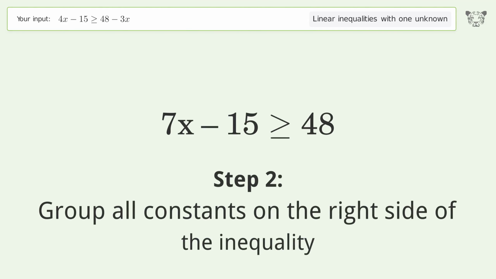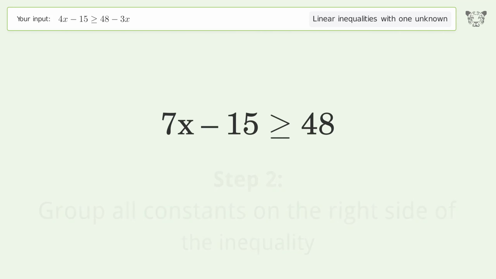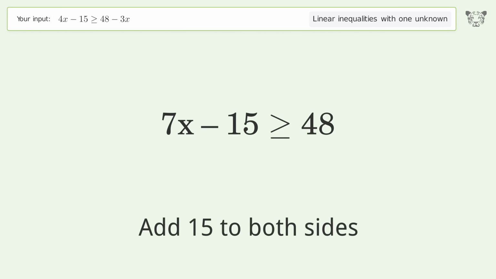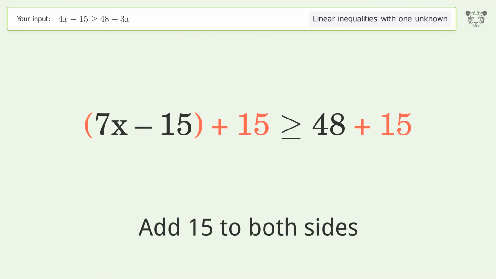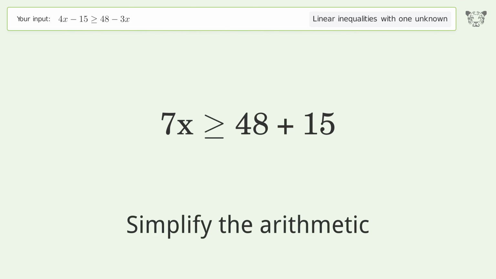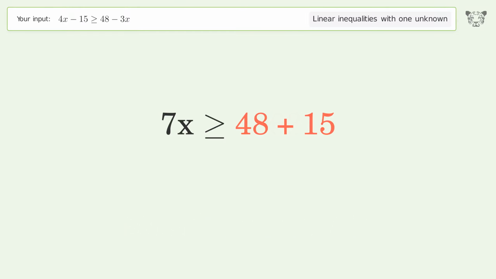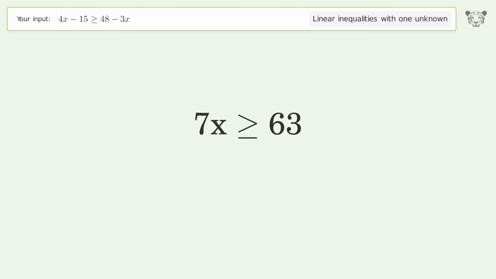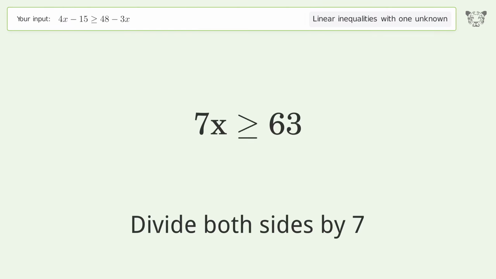Group all constants on the right side of the inequality. Add 15 to both sides. Simplify the arithmetic. Isolate the x. Divide both sides by 7.